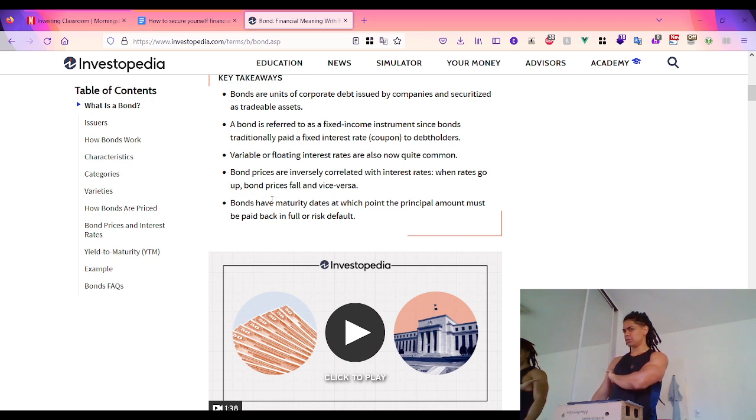Why? When rates go up, meaning it costs more money to take out a loan, those bond prices fall. It's like you have to pay more, now you have to pay more for those bonds. Bonds have maturity dates at which point the principal amount must be paid back in full or risk default.